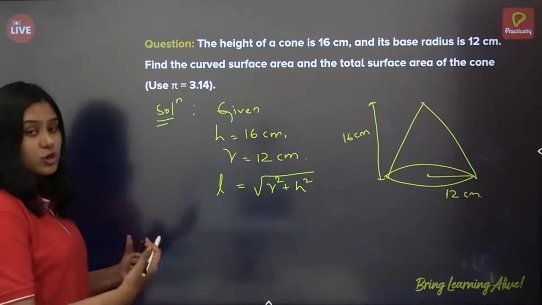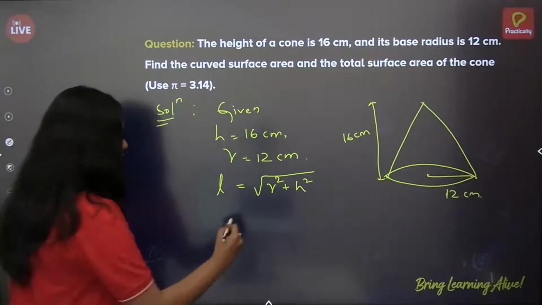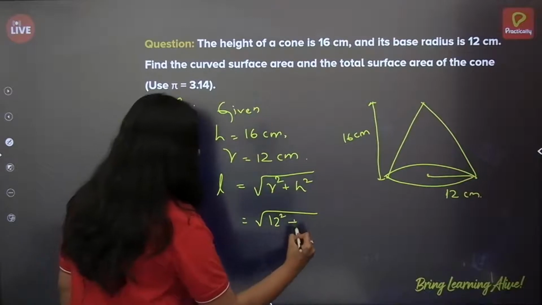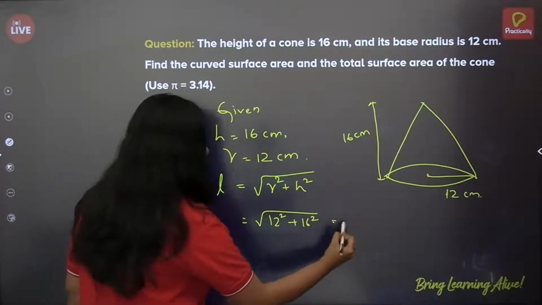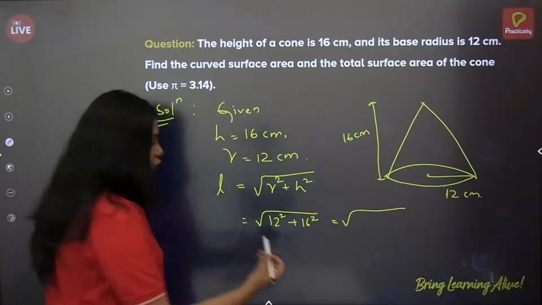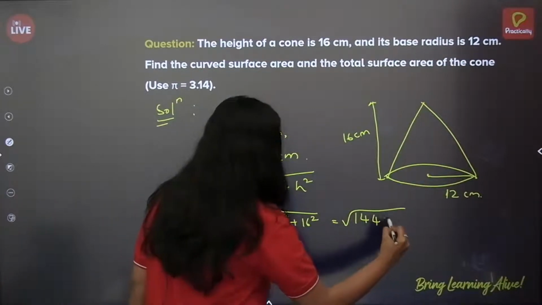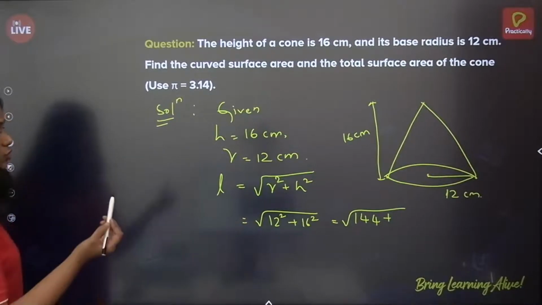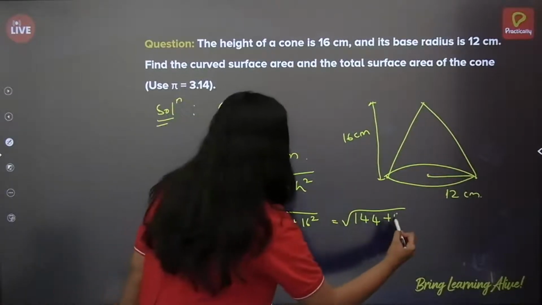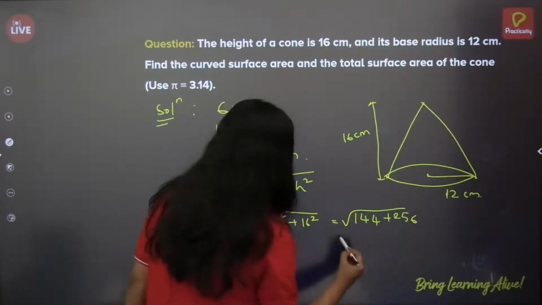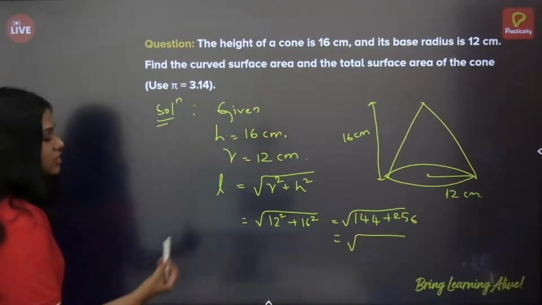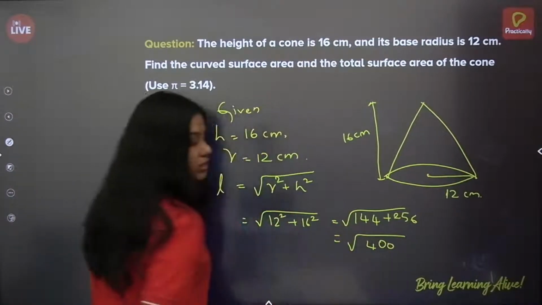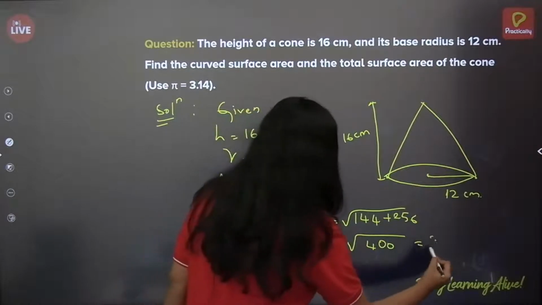Okay, let me also solve it. By the way, you also solve it and let me know, okay? So just substitute. What is R here? 12. So 12 square plus 16 square. This is nothing but, what is 12 square? 144. So 144 plus, what is 16 square? 16 square is 256. So write 256. So what is 144 plus 256? 400. What is root 400?